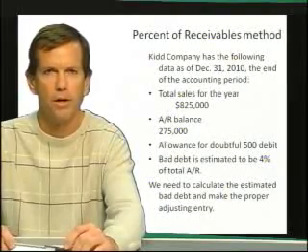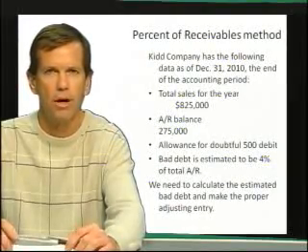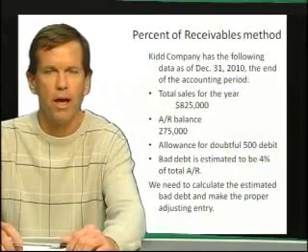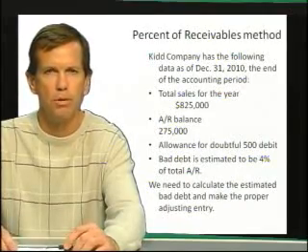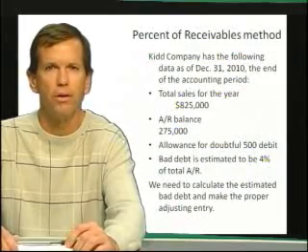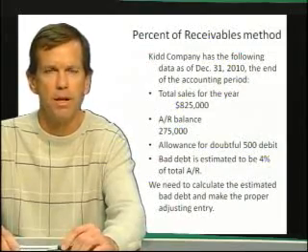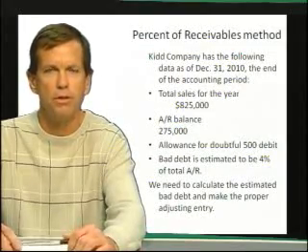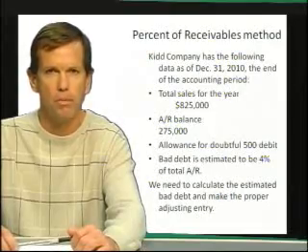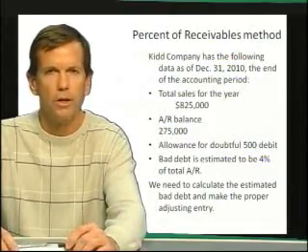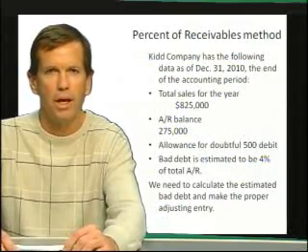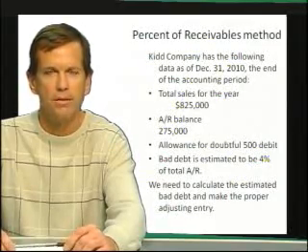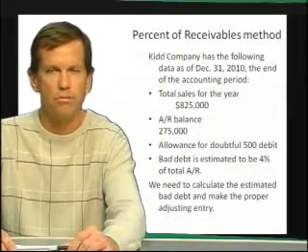Welcome back. Here we are, Chapter 9, video on the allowance method of accounting for bad debt expense. And this particular video is specifically going to be over estimating bad debt expense using the percent of receivables method. We're again going to do an example, and we're going to use the Kid Company again for this example.